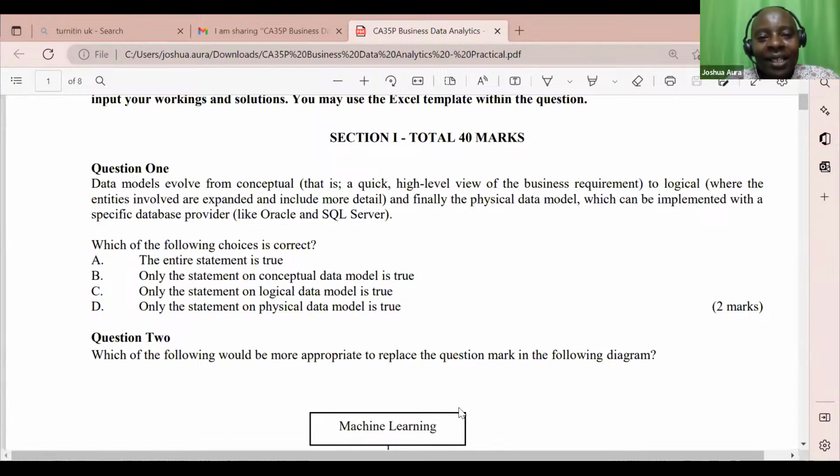The correct answer is A. The entire statement is true.